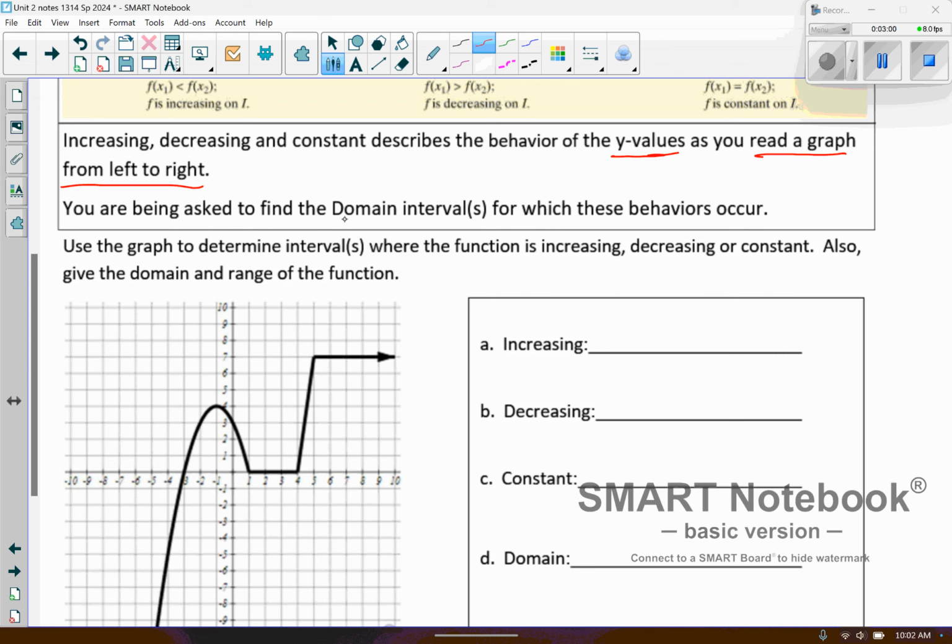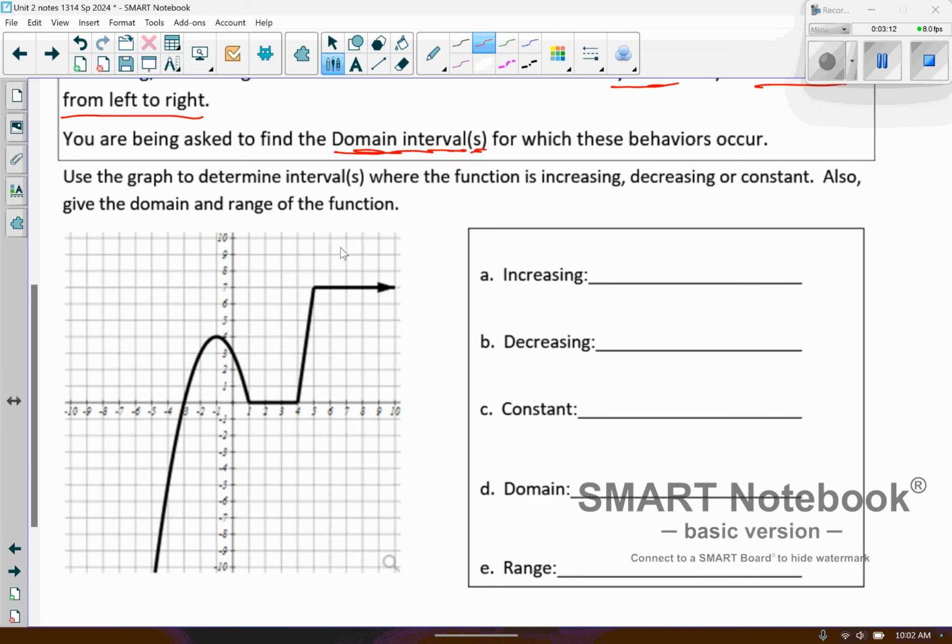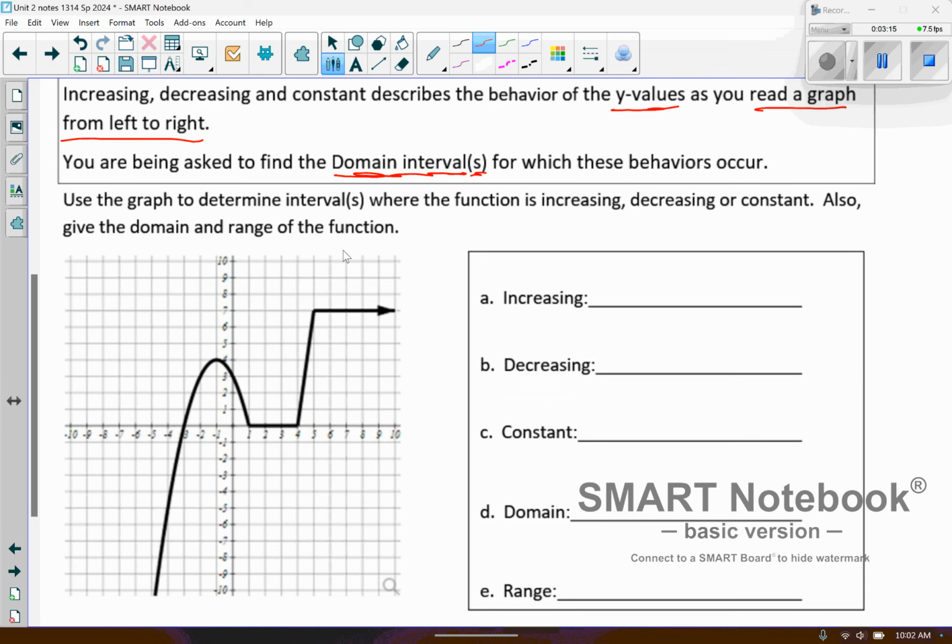You are being asked to find the domain of the interval, or it could be multiple intervals, for which these behaviors occur. So what's going to happen here is we're going to give you a graph, and we're going to ask you, okay, where is the graph increasing, decreasing, or constant? And so your answer is the domain for that interval where that's occurring. So for example, right here, the first question is, where is it increasing? Well, you can see right here, it's increasing, increasing, increasing, and so on up to about right here.